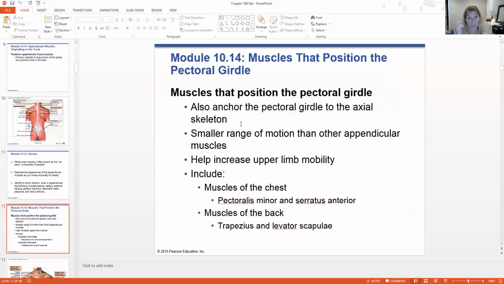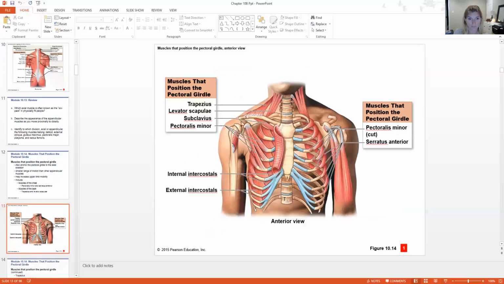Let's keep moving. Muscles that position the pectoral girdle. These are muscles of the chest and muscles of the back, including pectoralis minor, serratus anterior, trapezius, and levator scapulae. These typically have a smaller range of motion than other appendicular muscles, and they ultimately help increase our upper limb mobility, the ability to move that upper limb.